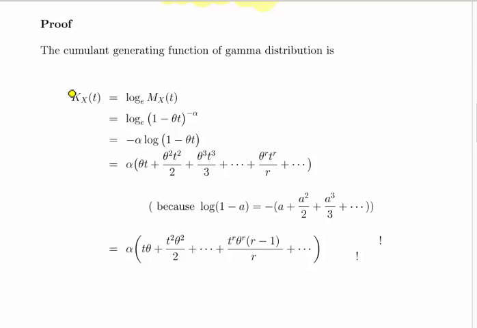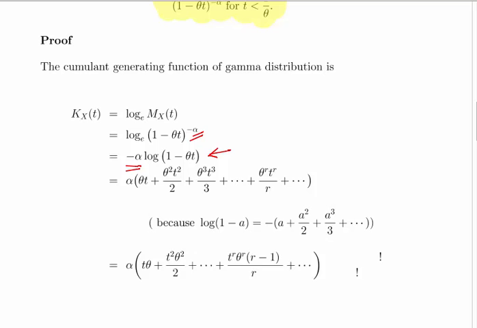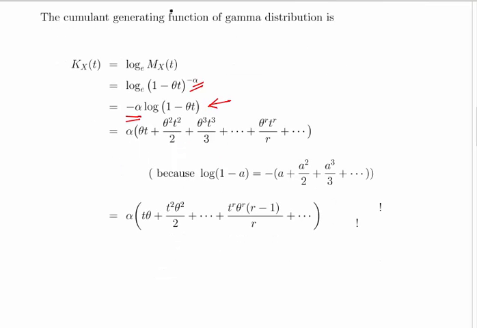So this is the general expression for a cumulant generating function. It's log to the base e of the moment generating function M of x at t. So it's log to the base e of (1 minus theta t) to the power of minus alpha, so we have a minus alpha there. Using log laws, that's what we get. Now that's really all we needed to do, but we can go further with this. The log of 1 minus a can be expressed as minus a plus a squared over 2 plus a cubed over 3, and so on. Using that, we can express this as alpha times theta t plus theta squared t squared divided by 2 plus theta cubed t cubed divided by 3, and so on.